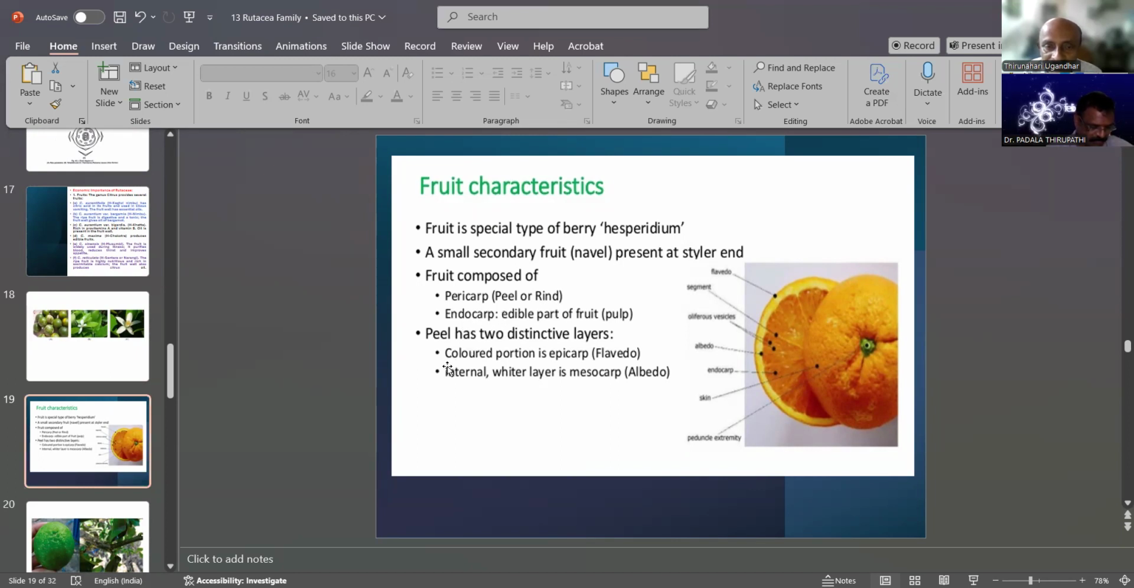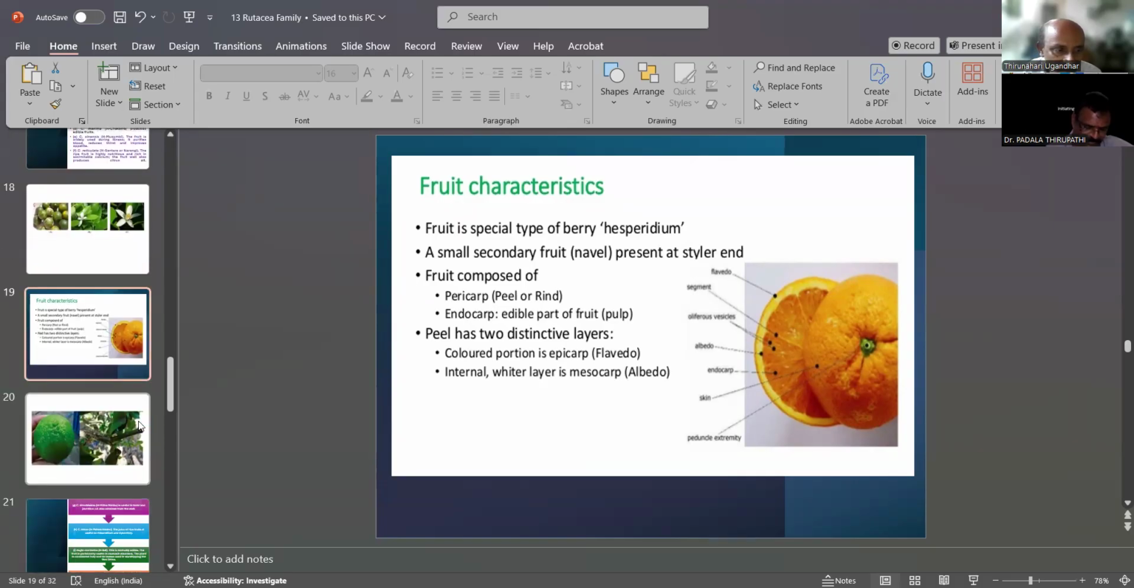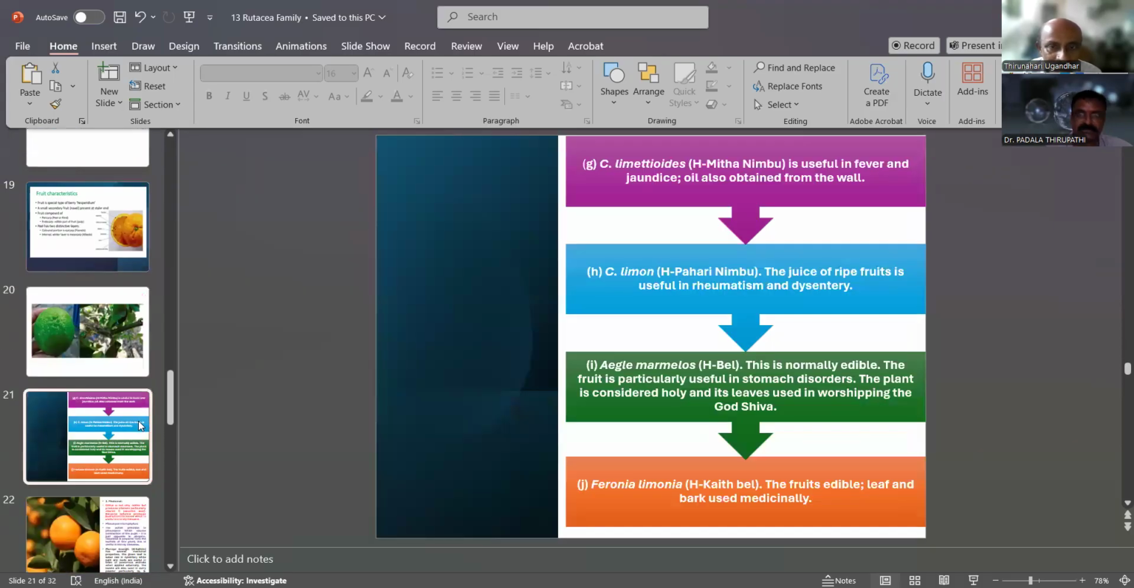The three parts are there. The peel has two distinct layers, with the colored portion and the endocarp. This is a very important point. Economically, another important plant is Citrus limetta. It is useful in fever and jaundice, and oil is also obtained from the wall. Then there is also Citrus limon, the lemon. The juice of the ripe fruit is useful in rheumatism.